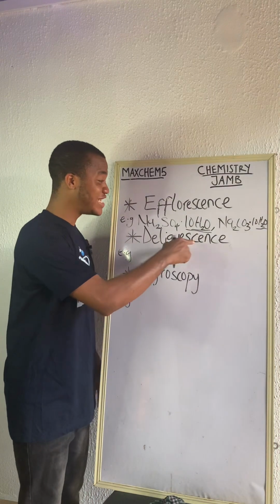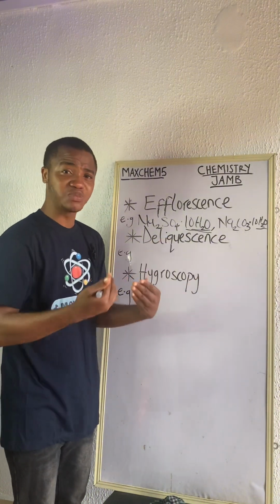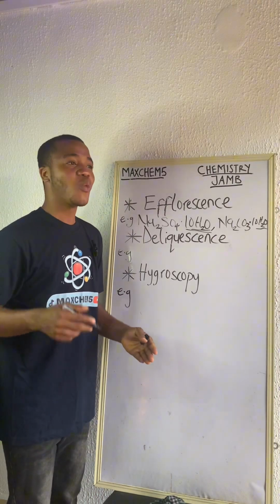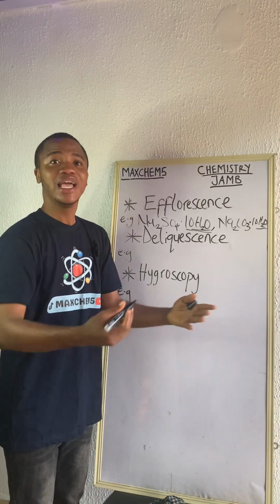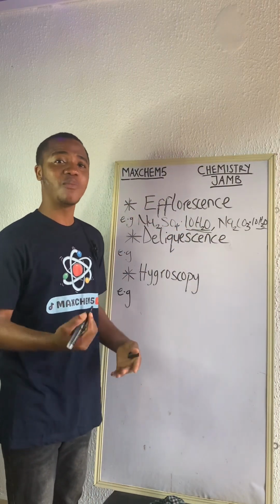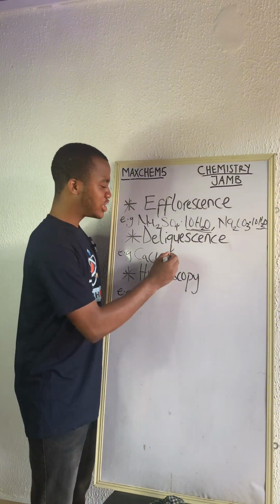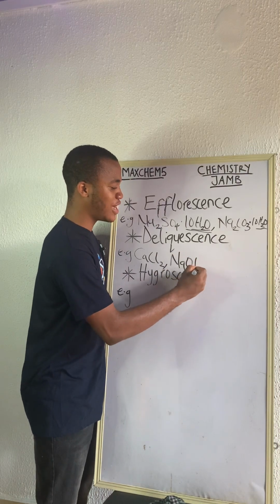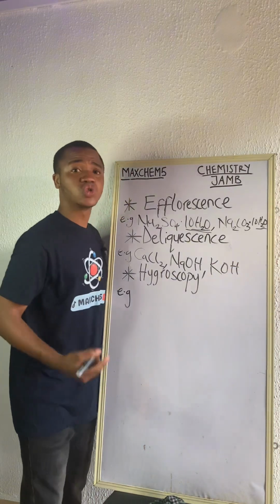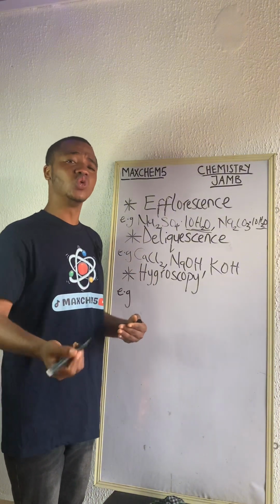So now to deliquescence. Deliquescence is a phenomenon whereby compounds absorb moisture from the atmosphere, and when they absorb this moisture, they tend to form solution. Are you getting me? When these compounds are put outside in the atmosphere, they absorb moisture or water from the atmosphere and then they form solution. An example of compounds like this is calcium chloride, that's CaCl2, also caustic soda, which is NaOH, sodium hydroxide, and also potassium hydroxide is a deliquescent compound.